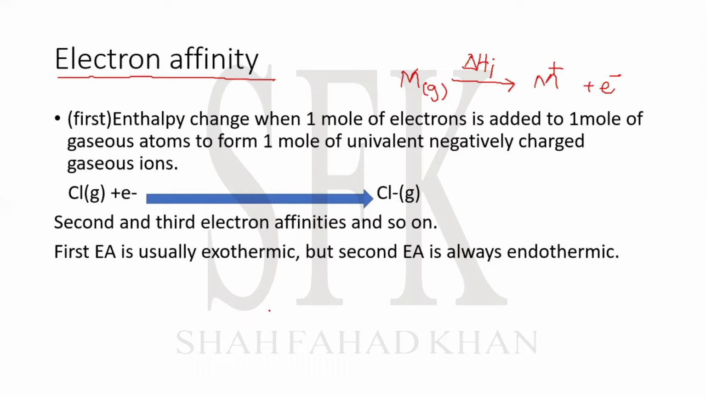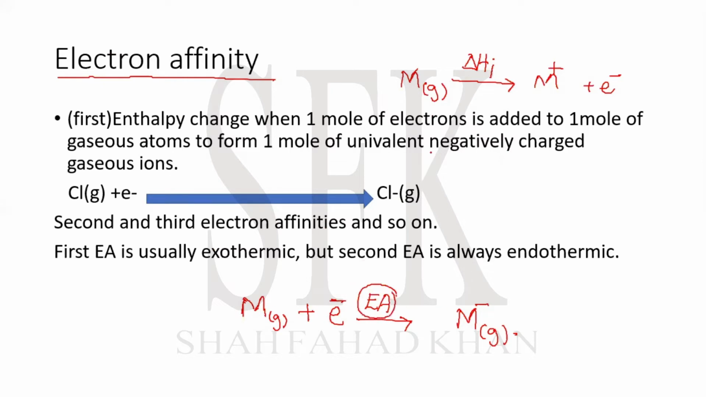Electron affinity, on the other hand, is actually the reverse. It is the enthalpy change when one mole of gaseous atoms gains one mole of electrons to form one mole of gaseous one minus ions, or one mole of univalent negatively charged ions. So the enthalpy change of this reaction is the electron affinity.